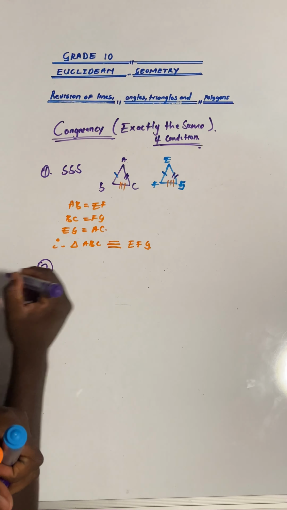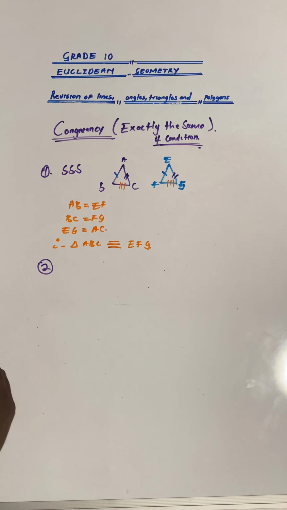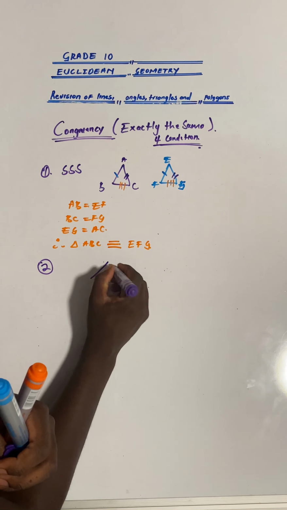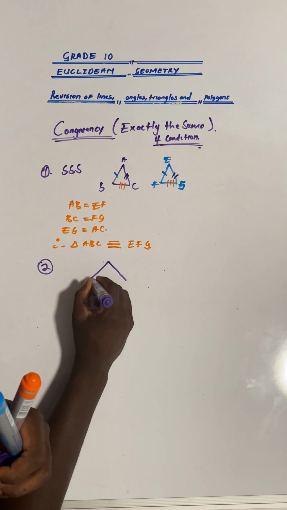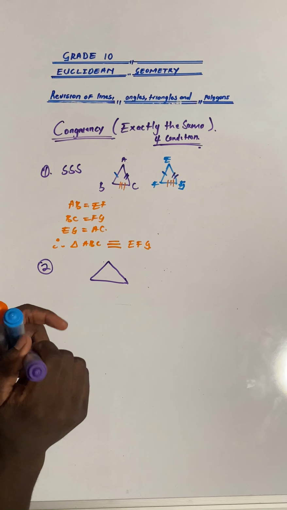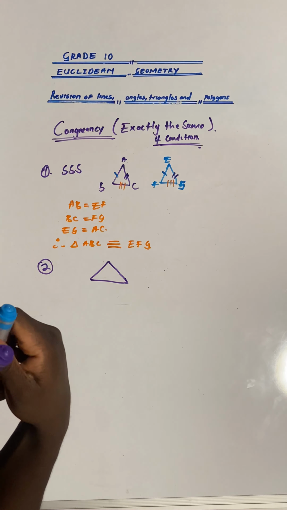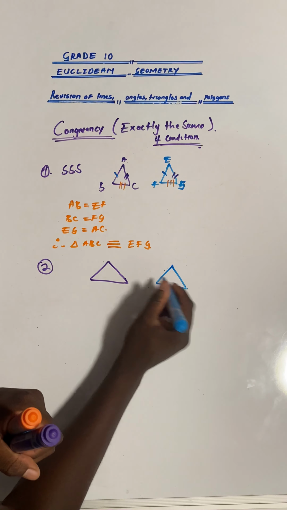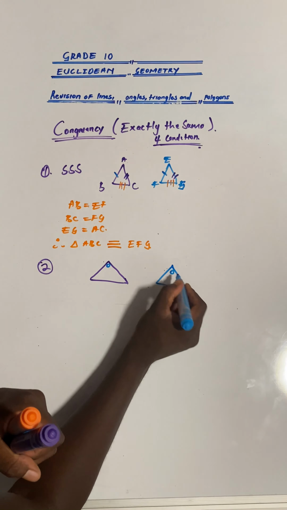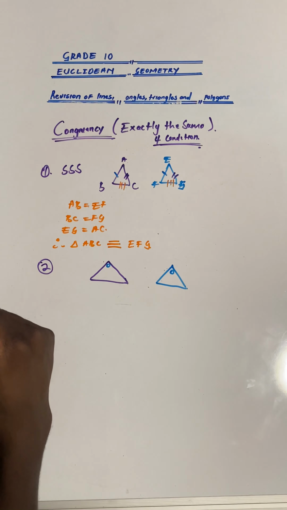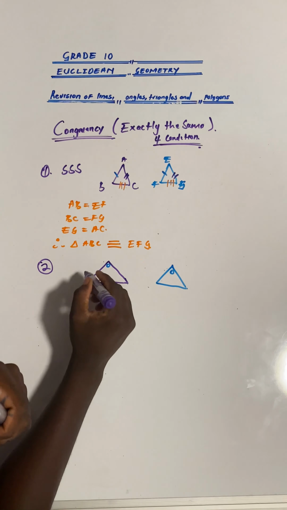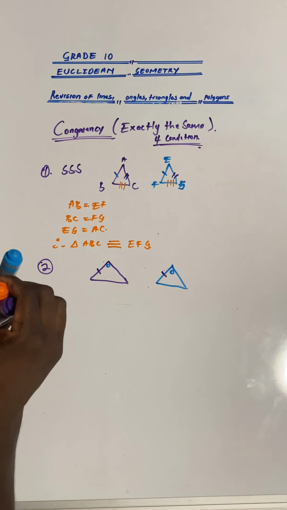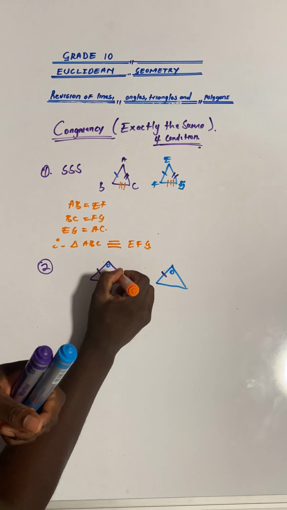Let's continue with the second condition that we have for congruency. Now, the second condition happens when we have two triangles, right? So we have two triangles here. Okay, so what is happening in these two triangles? In these two triangles here, we have an angle, right? We have a side, right? And we have another side, right?